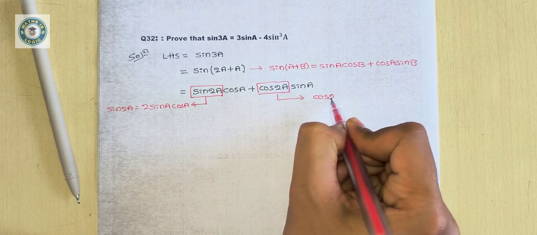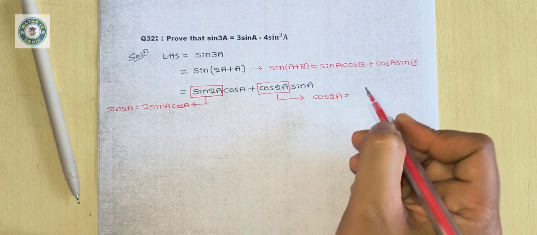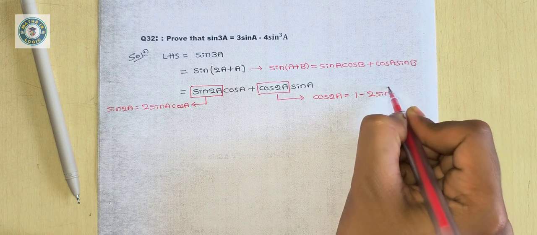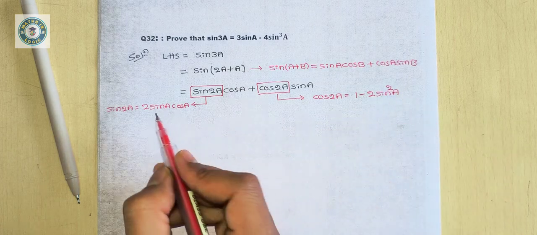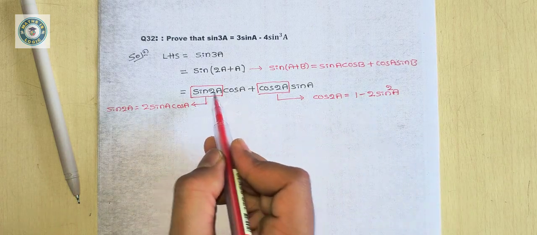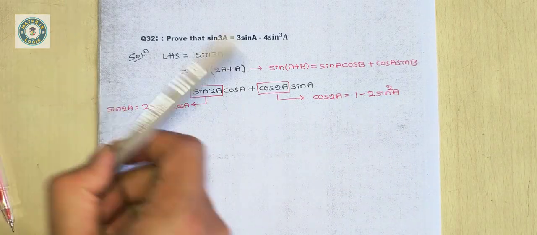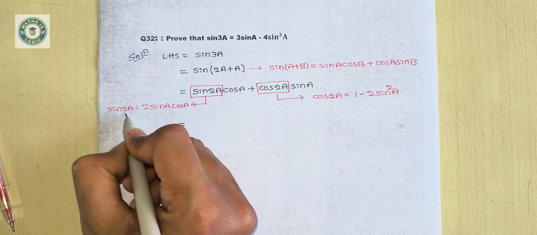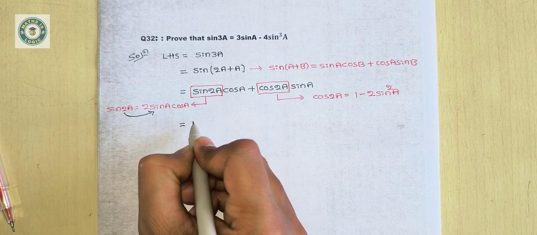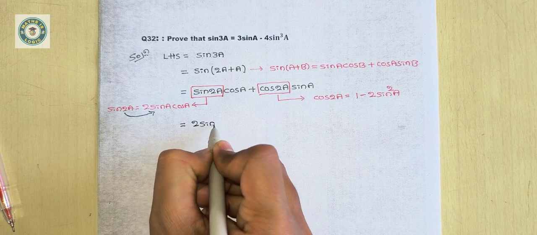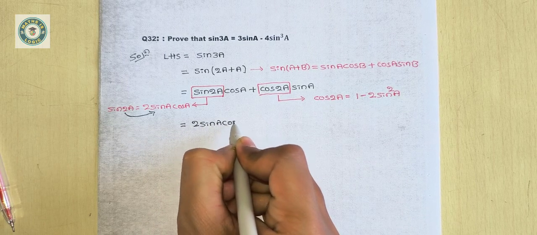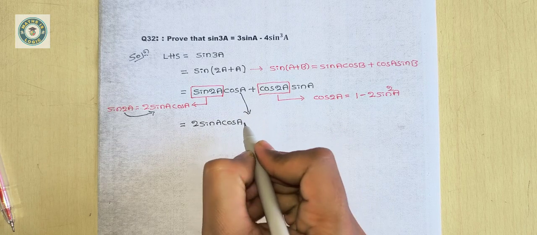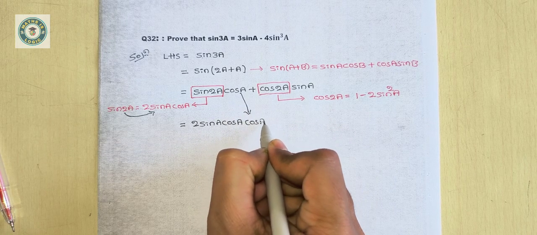What is that? cos 2A is equal to 1 minus 2 sine square A. So now these two formulas we are going to substitute. Therefore, sin 2A is nothing but 2 times sin A into cos A. Next, this cos A, keep it as it is, cos A.